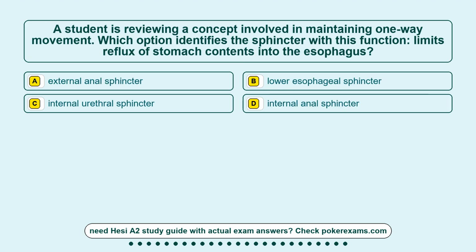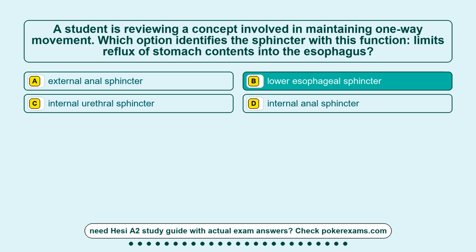Question 13. A student is reviewing a concept involved in maintaining 1-way movement. Which option identifies the sphincter with this function, limits reflux of stomach contents into the esophagus? Option A, external anal sphincter. Option B, lower esophageal sphincter. Option C, internal urethral sphincter. Option D, internal anal sphincter.